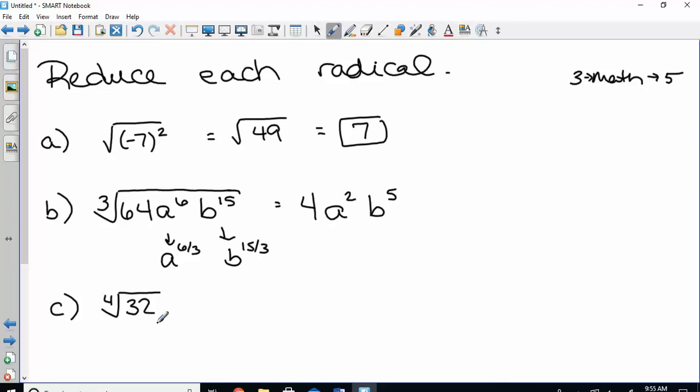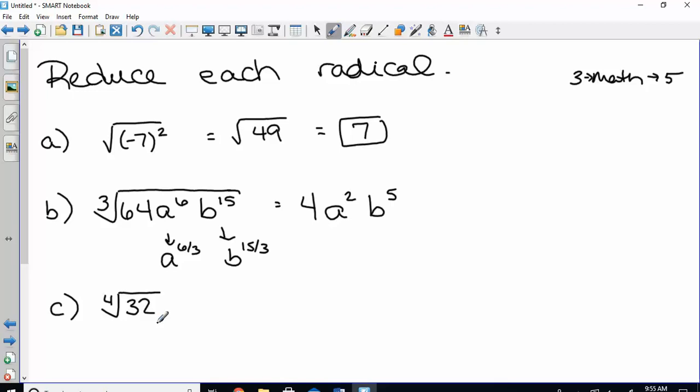I said the 4th root of 32. So try your calculator. What does it give you? 2.4. All right. I'm going to tell you that I don't want decimals. I want these in radical form.